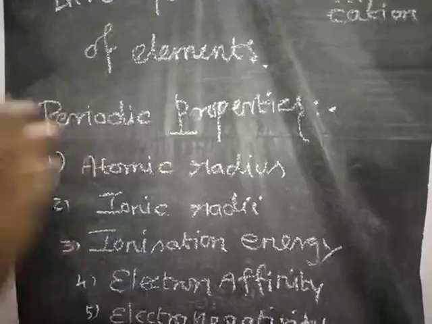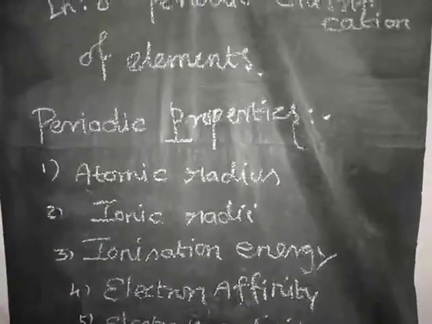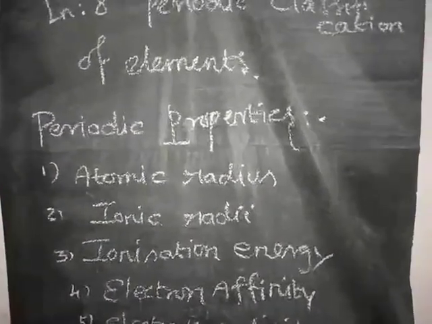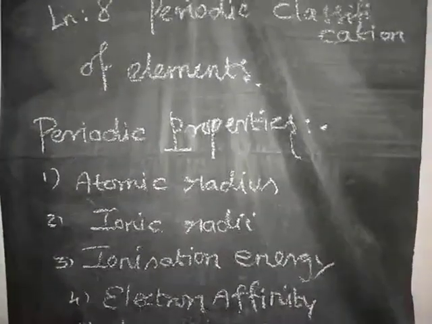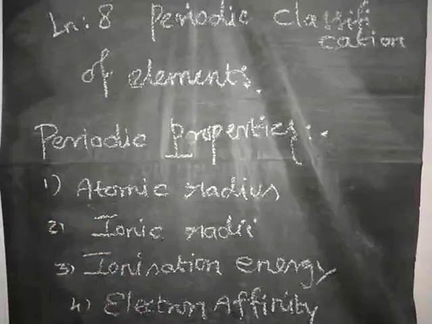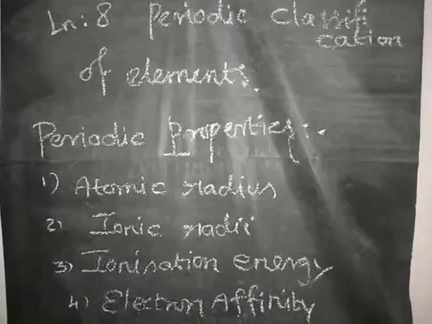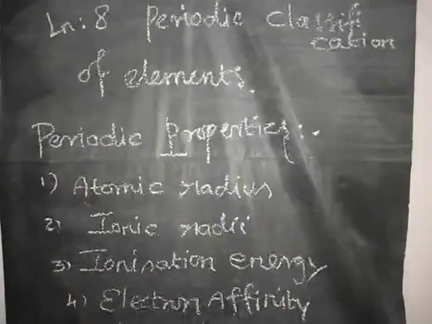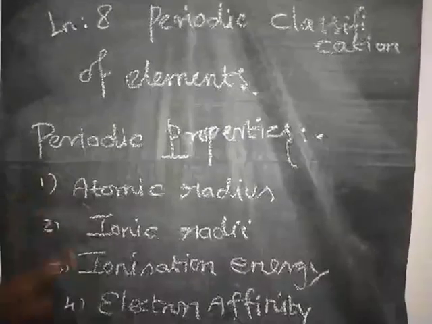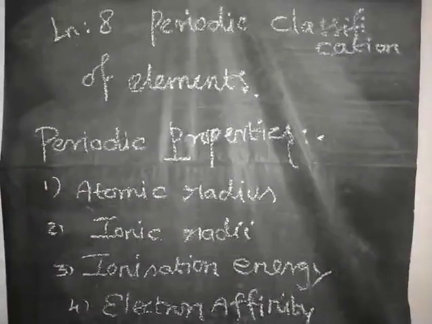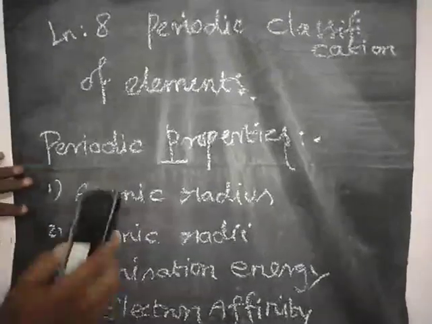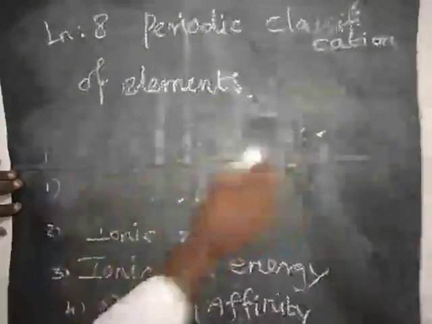If you are looking at the periodic table, how many periods are there, how many groups are there? Why do we want to analyze the periods and the groups? Based on their certain properties. That properties are called periodic properties. How many properties are given in our textbook? 5 properties are given. First one we will see is atomic radius.